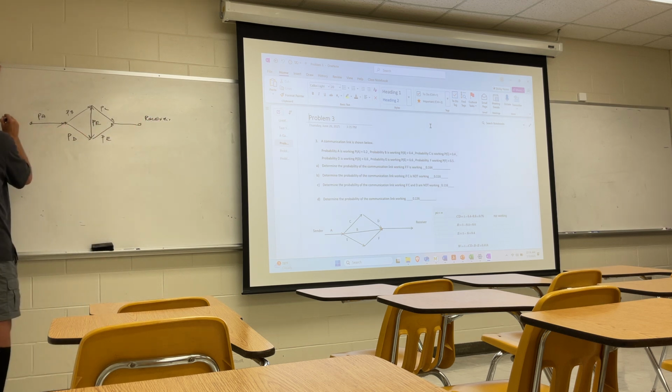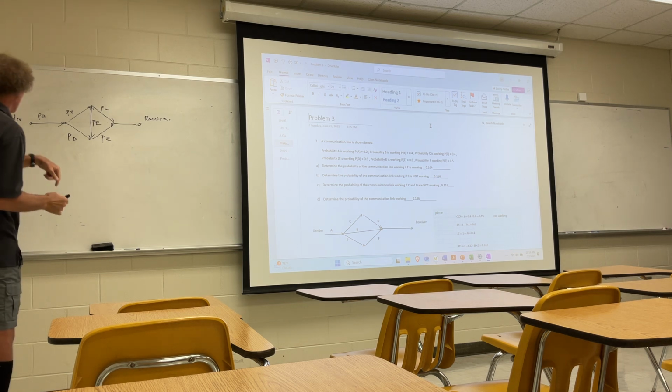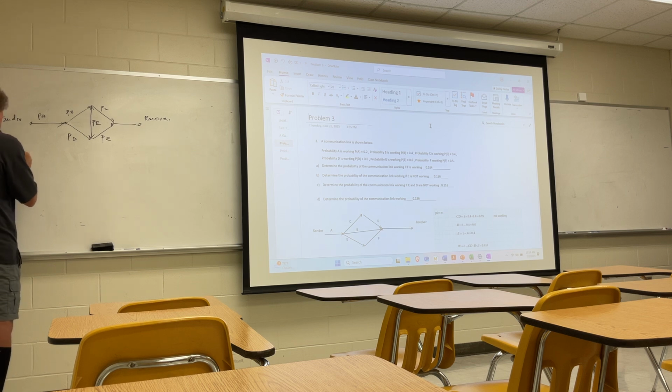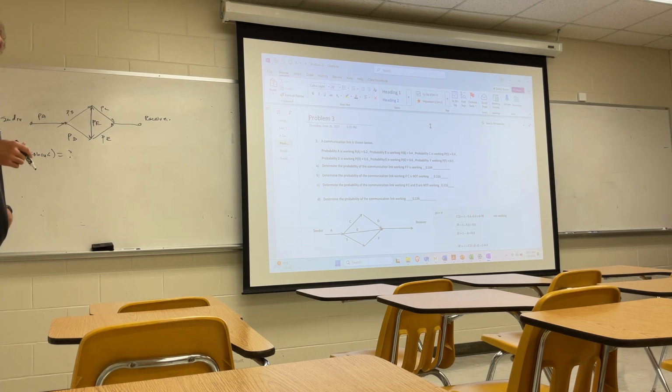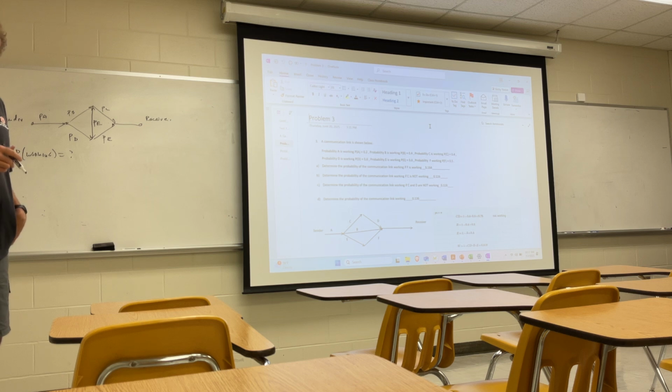This is a great problem. So what I want to do is ask the class now, take a moment and ask yourselves this. What is the probability of this communication link working? How would you do that? Ask yourself this. I want to make sure we're clear. Anybody have an idea? How would you do it, CJ? Find every path the information could go in series and then multiply.